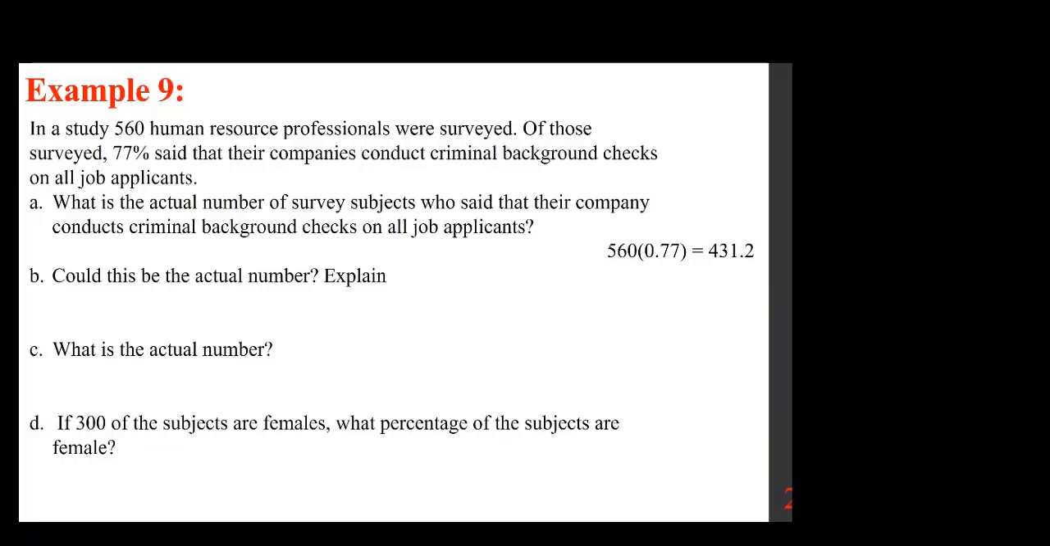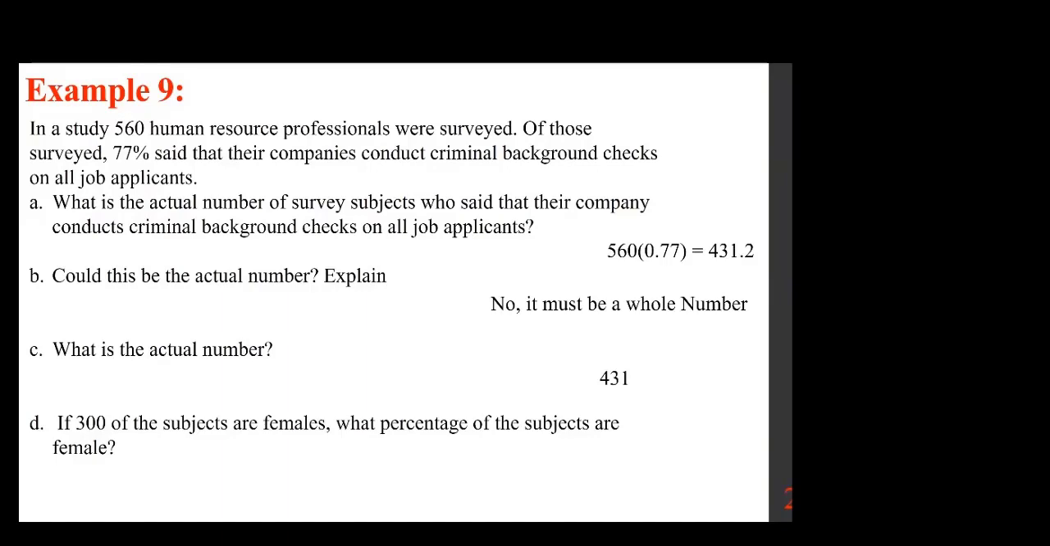Now, could this be the actual number? No, because you can't have 0.2 of a person. Because it has to be discrete, okay? It has to be a whole number, an integer, a countable number. And so, therefore, what is the actual number? 431. Perfect. You have to round it accordingly. This one becomes 431. If it were 431 point, let's say 7, you would say 432.